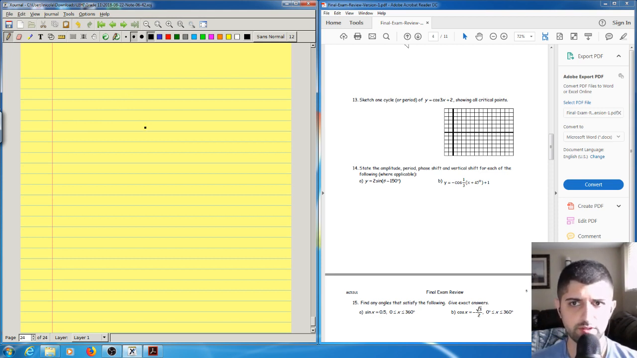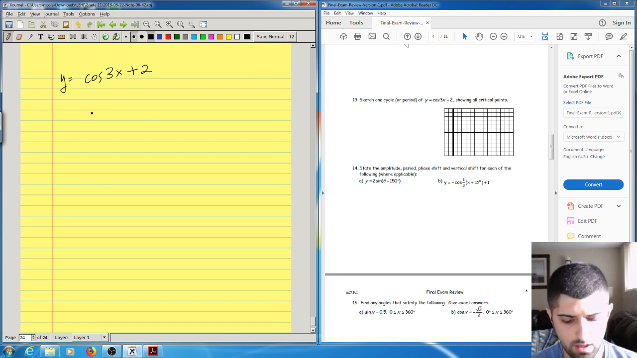So sketch one cycle or period of y equals cosine of 3x plus 2, showing all critical points. Now there are certain points on the cosine function that are extremely important.